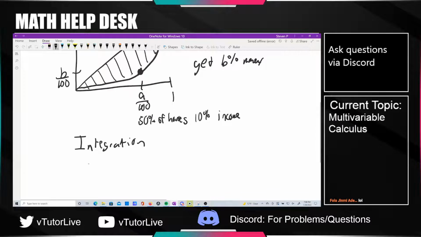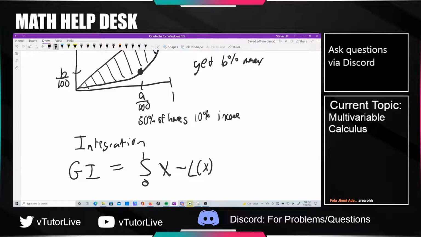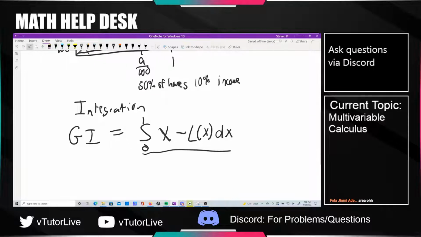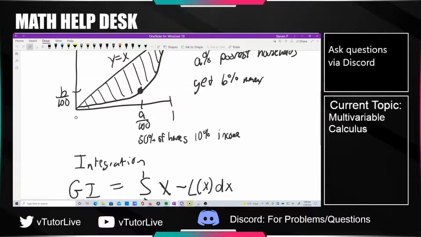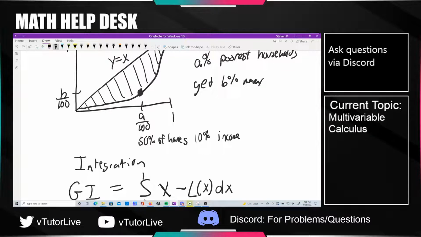And the idea behind this problem is that, so I guess we'll call it the GI for Gini index, is just equal to the integral from 0 to 1 of y equals x minus whatever your actual Lorenz curve is. So for part A, they ask you to do a qualitative interpretation of seeing that some particular point, 0.5 and 0.125, is on the Lorenz curve.